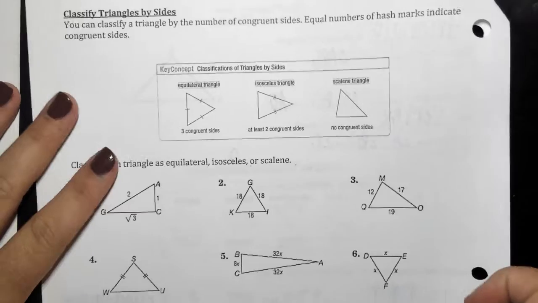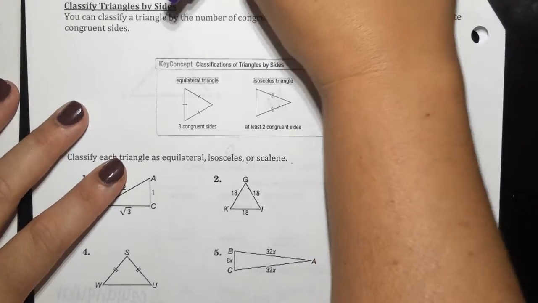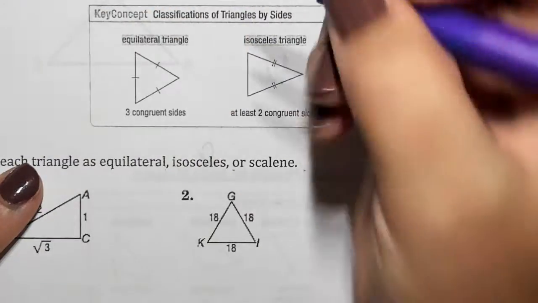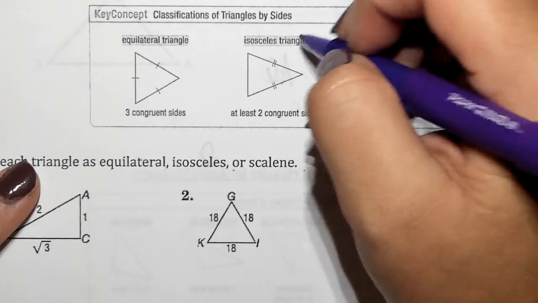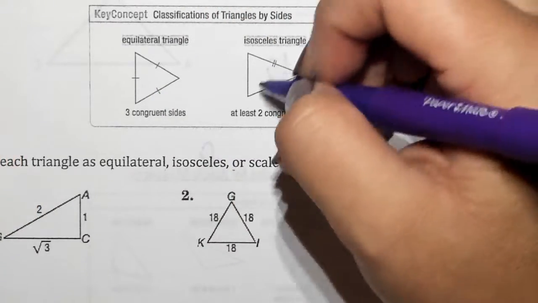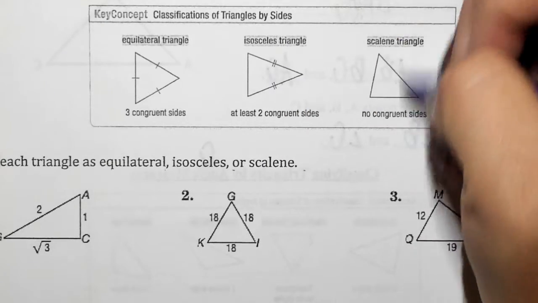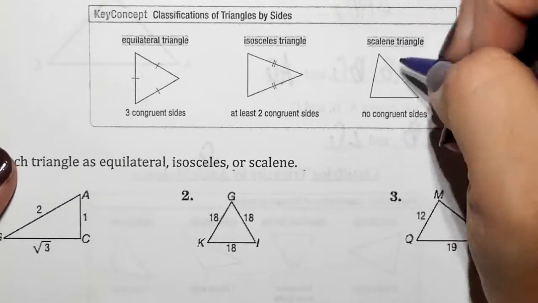Now we need to learn how to classify them by their sides. There are three options. They're either equilateral, which means they're all three the same. They're isosceles, which is two are the same. And then there's scalene, which means none of them are the same.